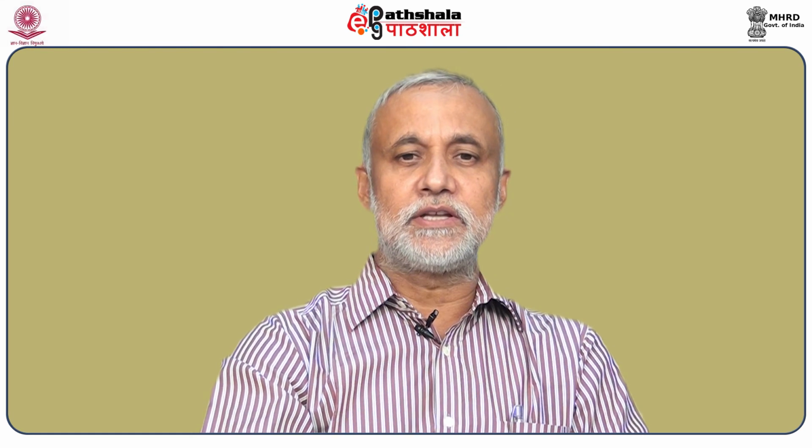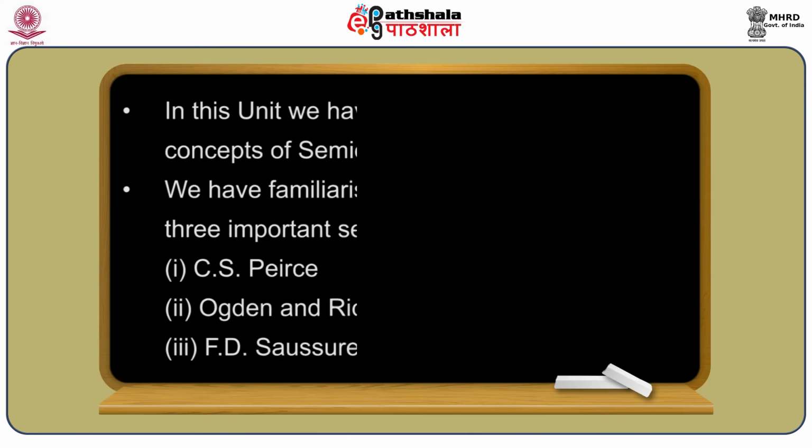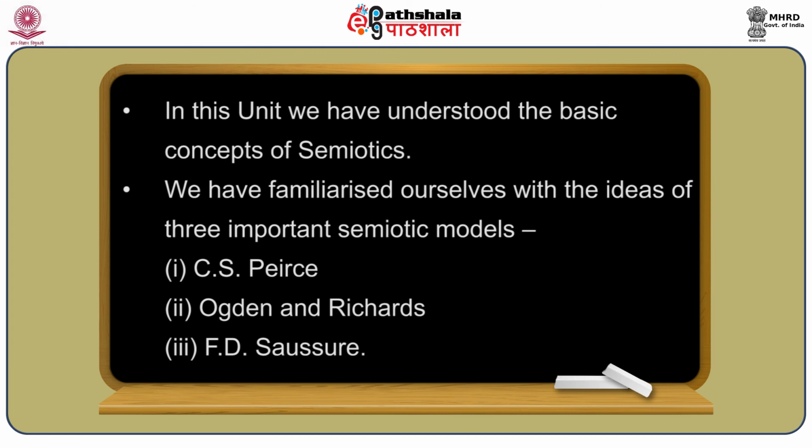Let us summarize all that we have learned today. In this unit, we have understood the basic concepts of semiotics. We have familiarized ourselves with the ideas of three important semioticians and the models proposed by them. One is C.S. Peirce, the second is Ogden and Richards, the third is Ferdinand de Saussure. These three represent three different traditions. C.S. Peirce represents the American tradition, Ogden and Richards represent the British tradition, and Ferdinand de Saussure represents the French tradition.